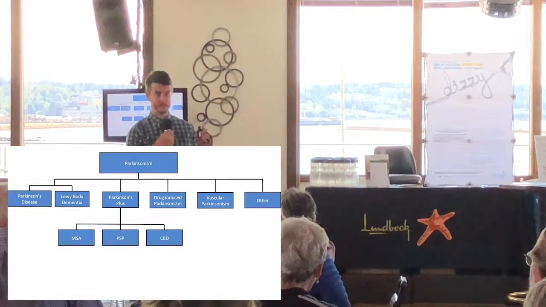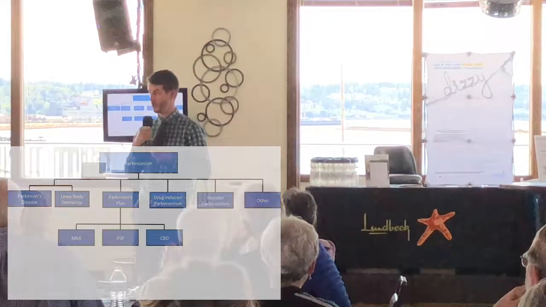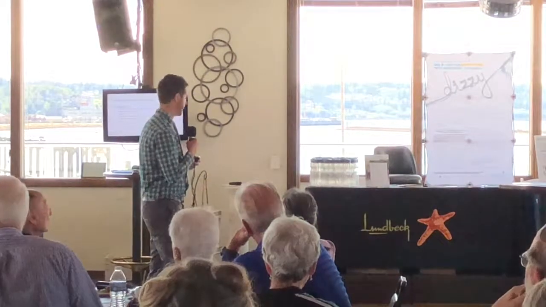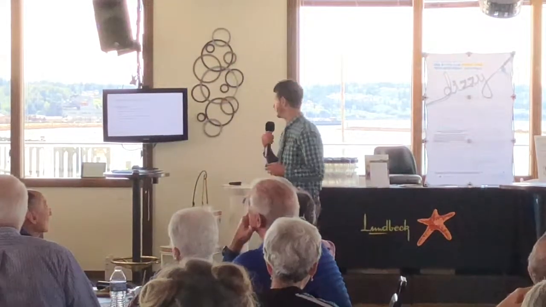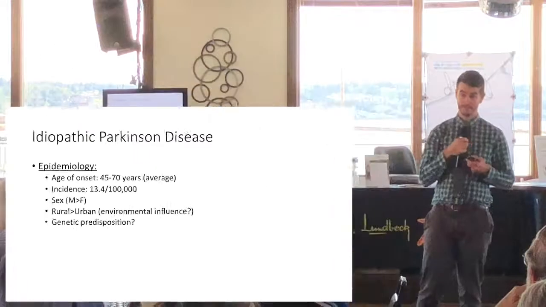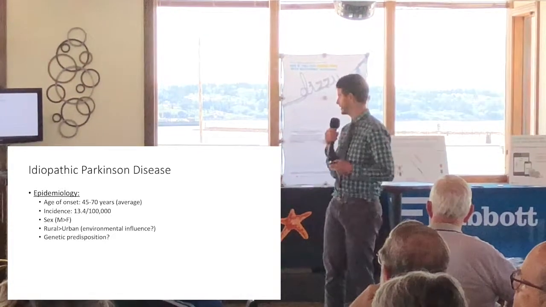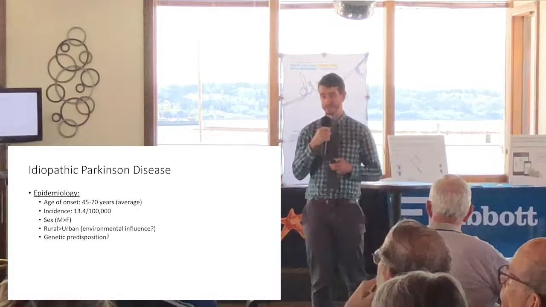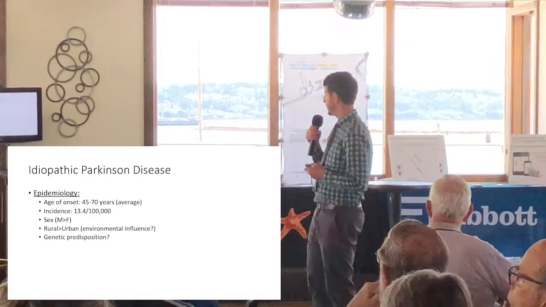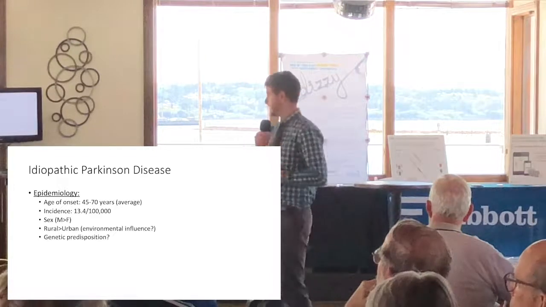One of the things that makes typical Parkinson's disease typical is that you respond to the medications that we use in Parkinson's disease. So just a little bit about Parkinson's disease. The normal age of onset is 45 to 70 years old. In certain situations, people can get it in their teens. Sometimes people get it much later, but it really depends on the different risk factors that someone has for Parkinson's disease. The incidence, meaning the number of new cases we see, is about 13.4 per 100,000 in the population, so it's pretty common.